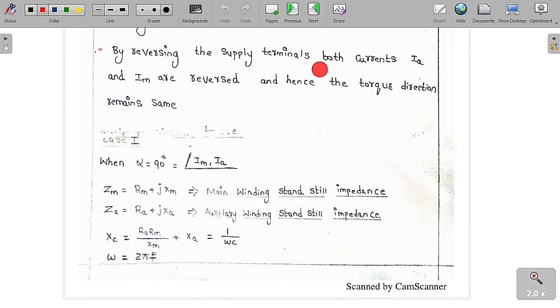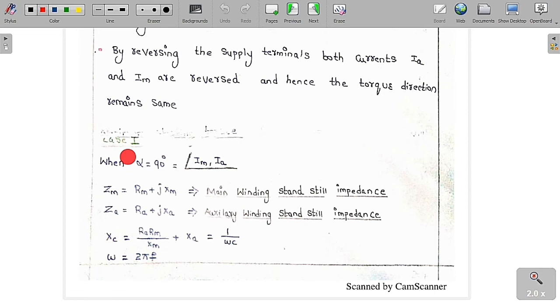By reversing the supply terminals, both currents Ia and Im are reversed, and hence the torque direction remains the same. As I have already told you, if you interchange the supply terminals, then Im and Ia both are negative, so negative times negative is again positive. So the starting torque will be in the same direction, and it will never change the direction of rotation of the rotor.